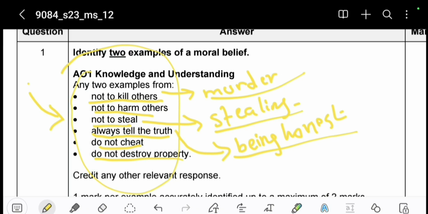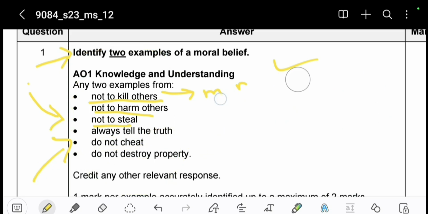This is how you have to write your answer as well. You don't have to completely change your answer. Instead, you have to use wordings like these to match the marking scheme and to match the answer they have given. Okay, so this is it for the first question. Let's see the second.